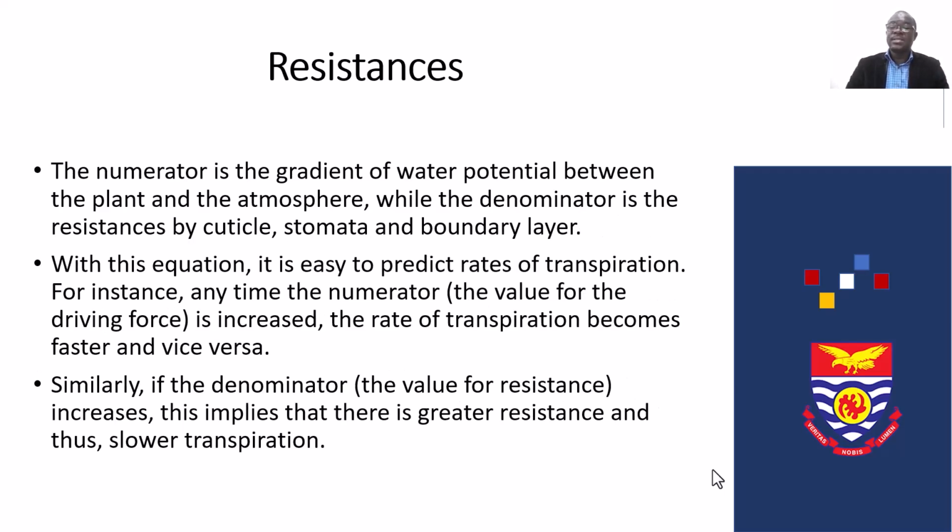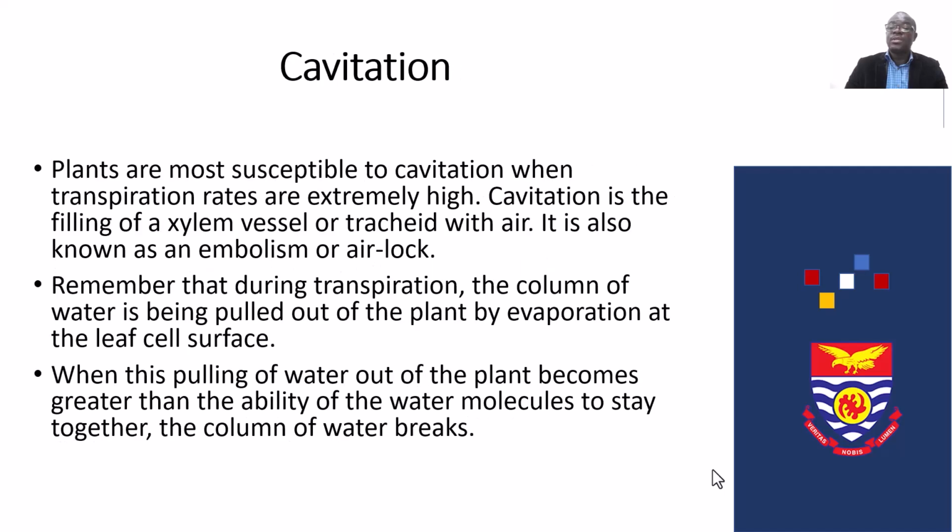The numerator is a gradient of water potential between the plants and the atmosphere, while the denominator is the resistances by cuticles, stomata, and boundary layer. With this equation, it is easy to predict rates of transpiration. For instance, anytime the numerator is increased, the rate of transpiration becomes faster and vice versa. Similarly, if the denominator increases, this implies that there is greater resistance and thus slower transpiration.